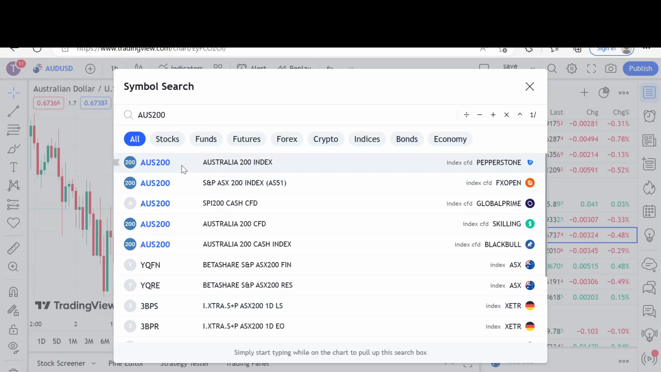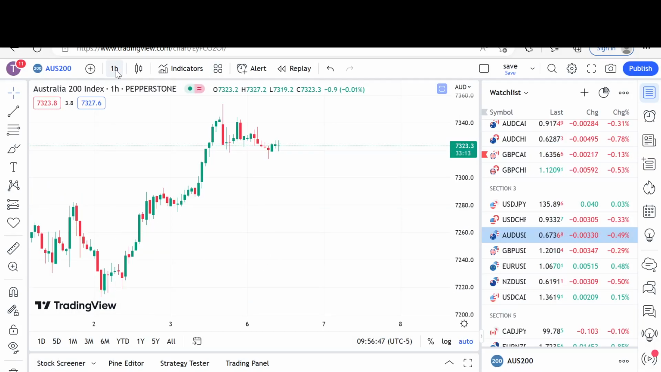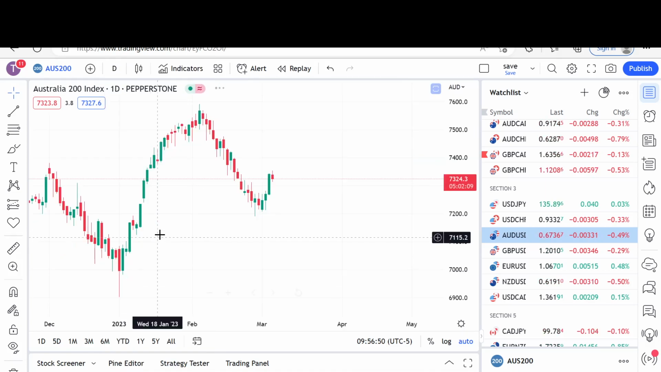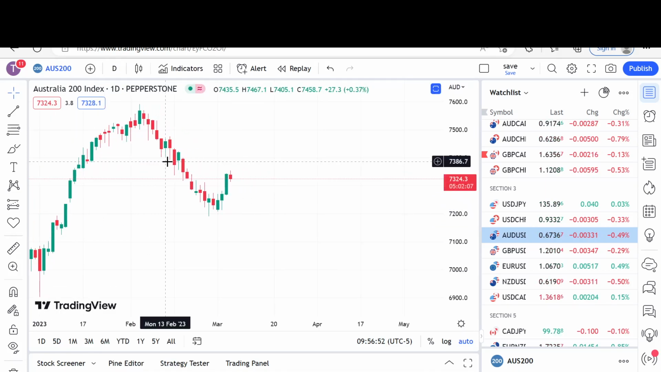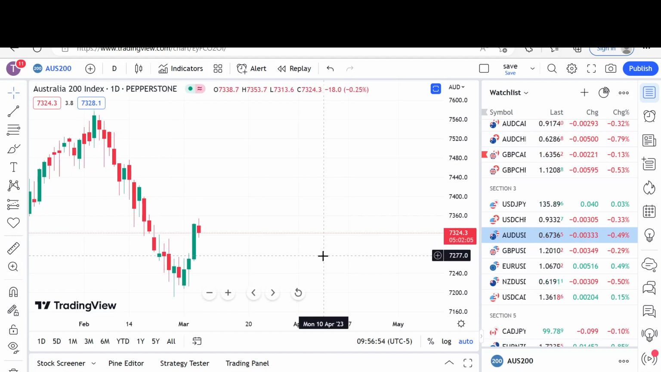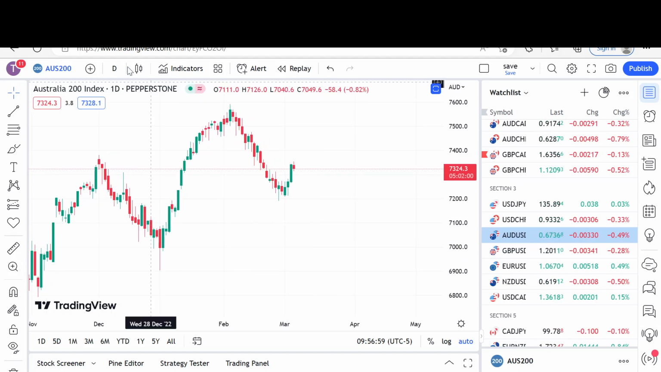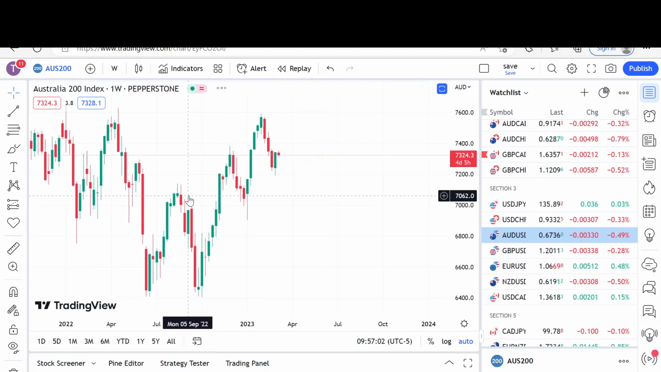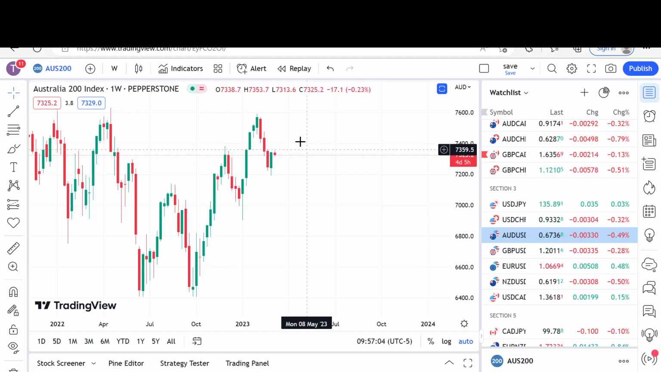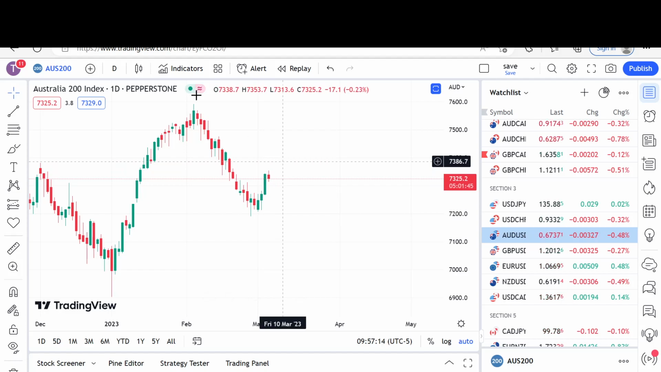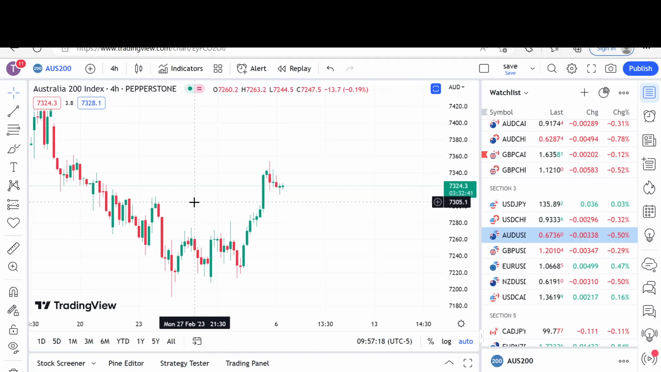So AUS 200. Alrighty. Let's start on the daily chart for this thing. So clearly, recently, we just had a very strong shift in market structure on the daily chart. And also on the weekly, it's worth noting the weekly market structure on this thing is bullish as well. We recently pulled back into a weekly discount, a weekly fair value gap. So far, we're very, very bullish from what I'm looking at here.